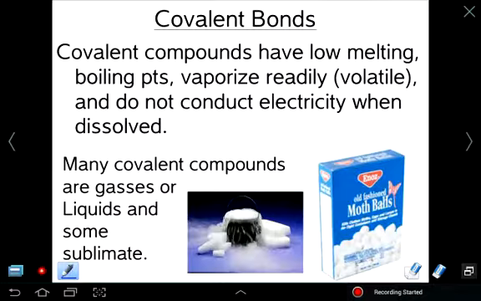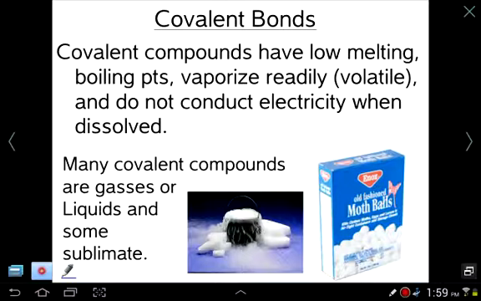This is lesson 2 of chapter 8, and we will be talking about covalent compounds. Last lesson we took a look at ionic compounds, here covalent compounds. Let's first take a look at some of the characteristics or properties of covalent compounds.